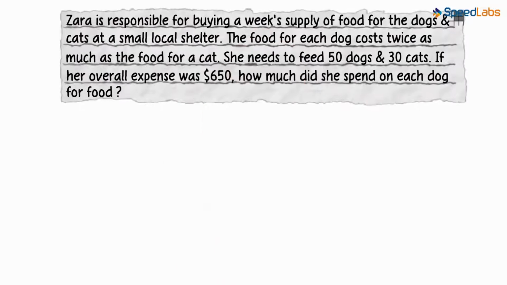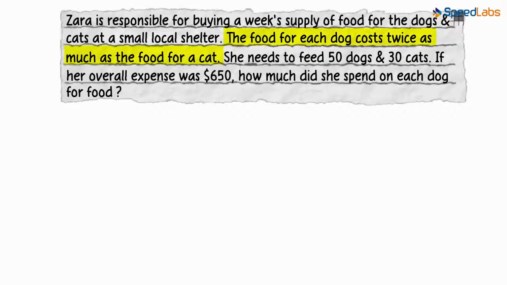Look at this word problem. What does the problem say? First, it tells us that Zara is responsible for buying food for animals at a shelter. She'll be buying food for cats and dogs. Now the question is, how much will it cost her?